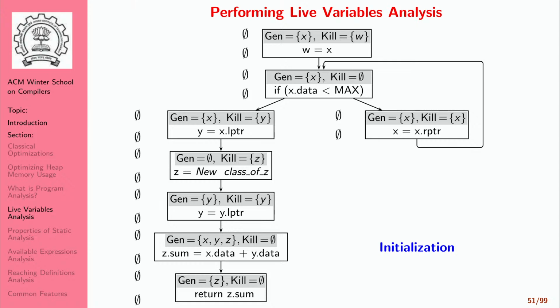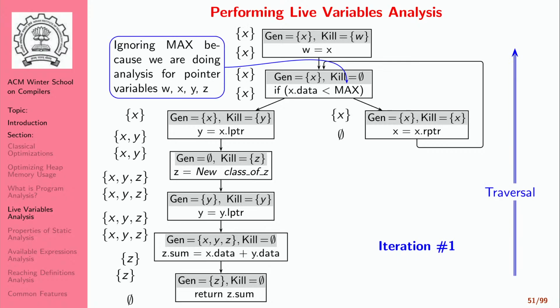So if I were to go backwards, I would compute this as liveness information. Here, because liveness of XYZ is generated, I have XYZ live here, XYZ live here, XYZ live here, XYZ live here. Now liveness of Z is being killed, so it's removed. We have XY live here, we have XY live here, we have only X live here because liveness of Y is being killed.